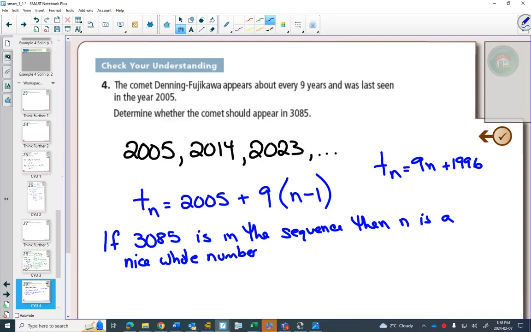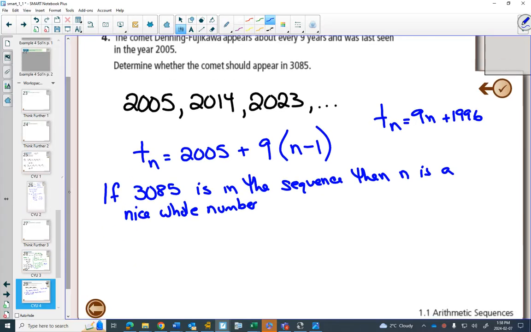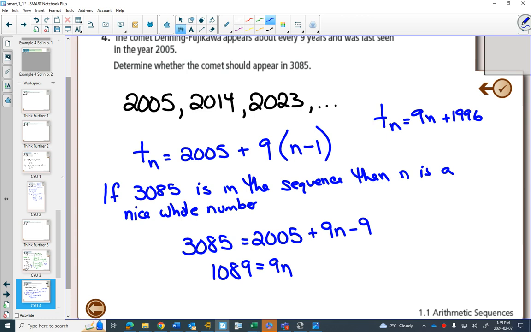So what do we do? In order to find out if a number is part of a sequence, we need to find n. And in our formula, we could replace the Tn with the number, because we say, if there's a term with 3085, then there must be an n, and I'm going to distribute that 9. There must be an n that makes this work. So 3085, I'm going to combine my like terms, going to subtract 2005, add 9. Does it work?